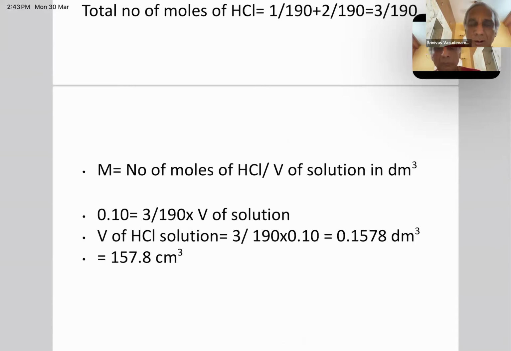Molarity is equal to the number of moles of HCl divided by volume of solution in decimeter cube. Now I know the number of moles of HCl and I know the molarity, so I can find out the volume of solution. 0.10 equals 3 by 190 into 1 by volume of solution. So volume of HCl is equal to 3 by 190 into 1 by 0.10, which is 0.1578 decimeter cube or 157.8 centimeter cube.